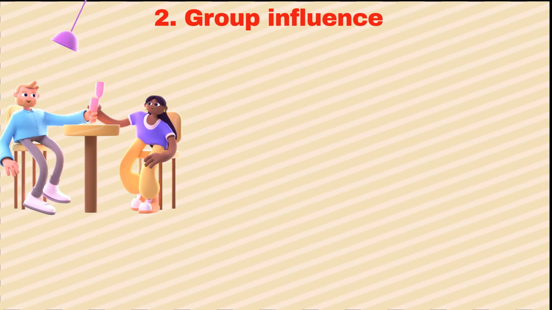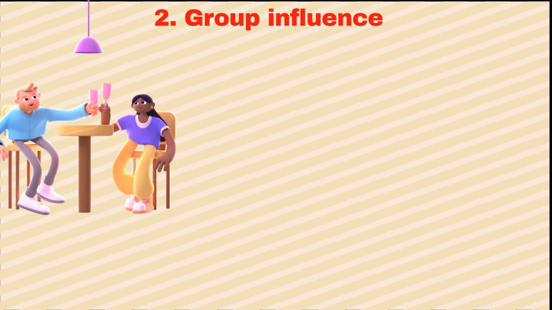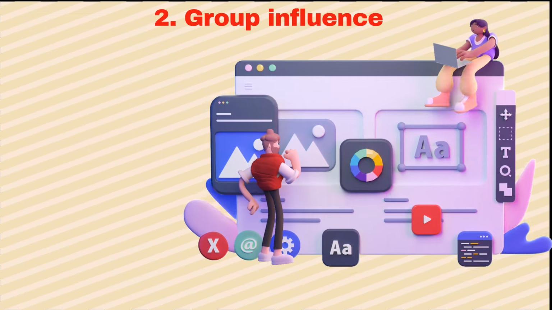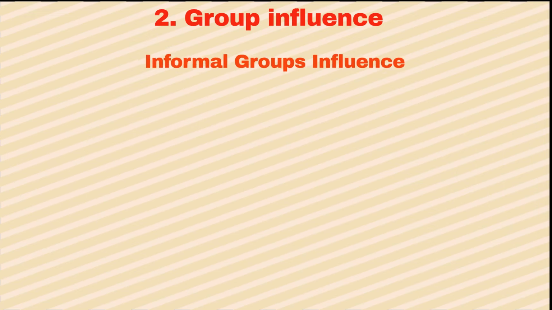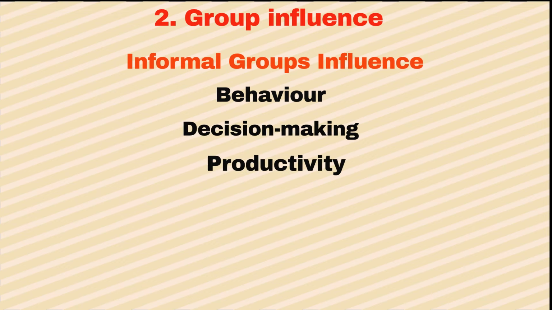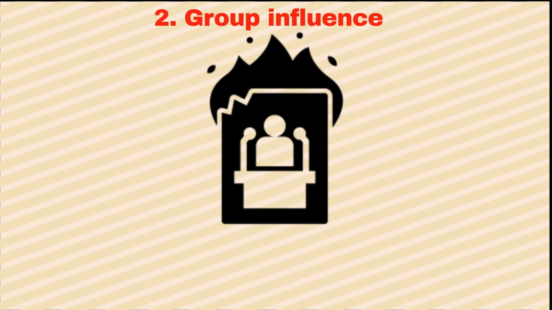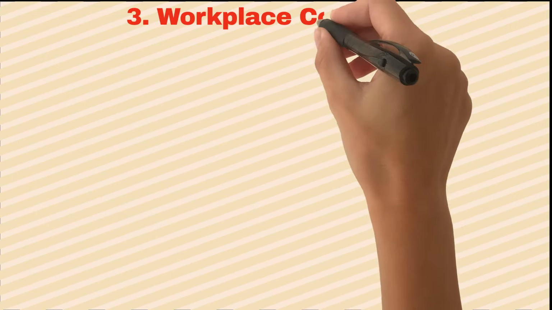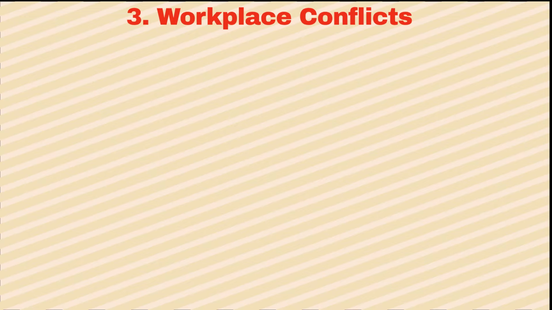Second is group influence. Workers naturally form informal groups, as we have discussed, which may differ from official organizational hierarchies or structures. These groups influence behaviors, decision making, and productivity, making it essential for management to consider group dynamics when implementing policies. Third, most important, workplace conflicts.